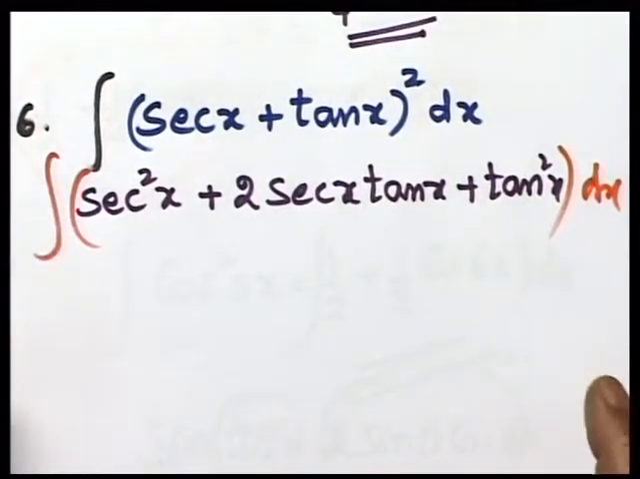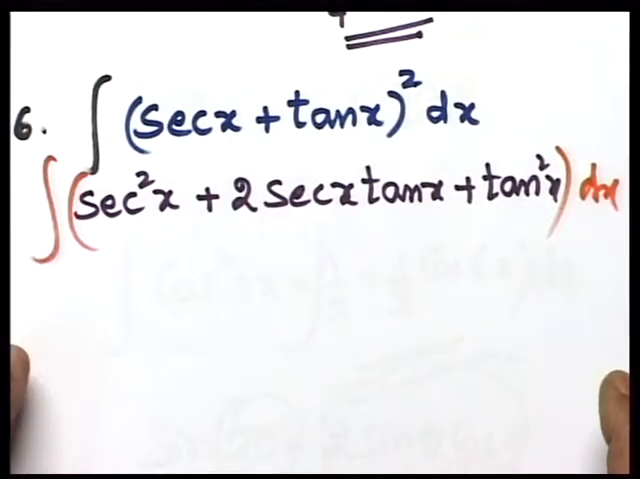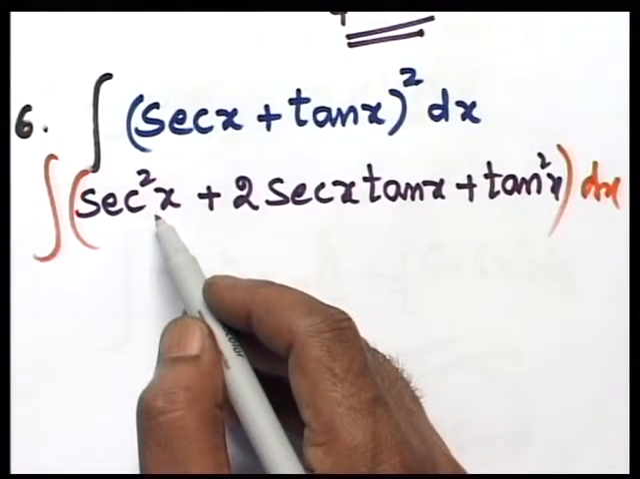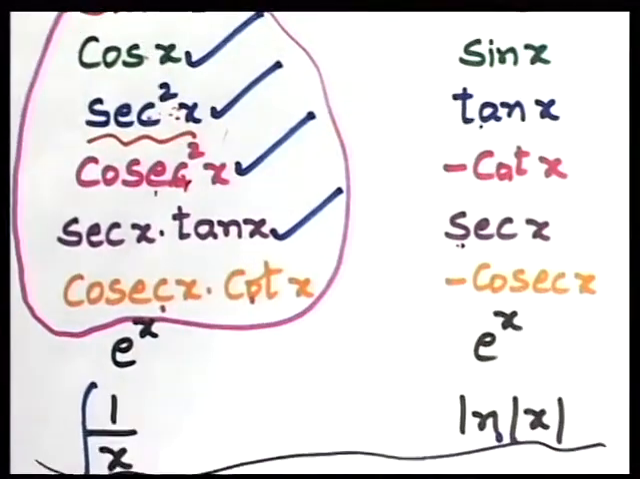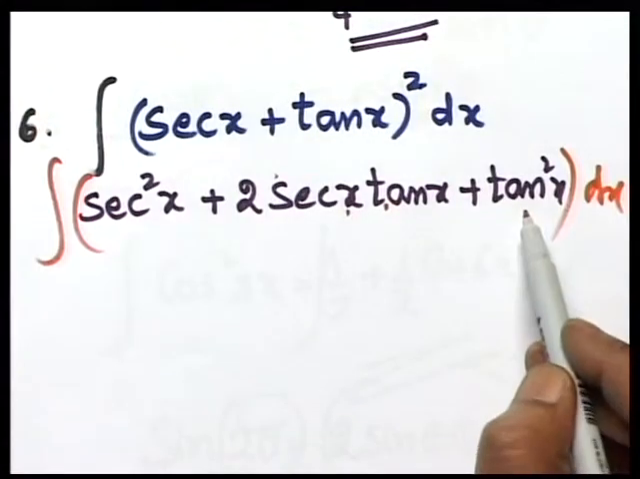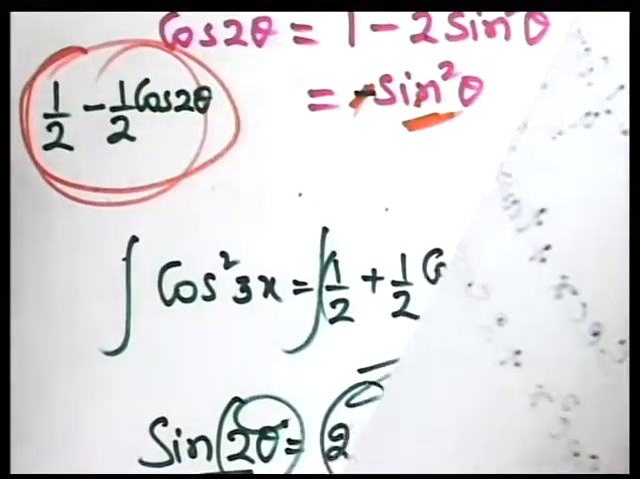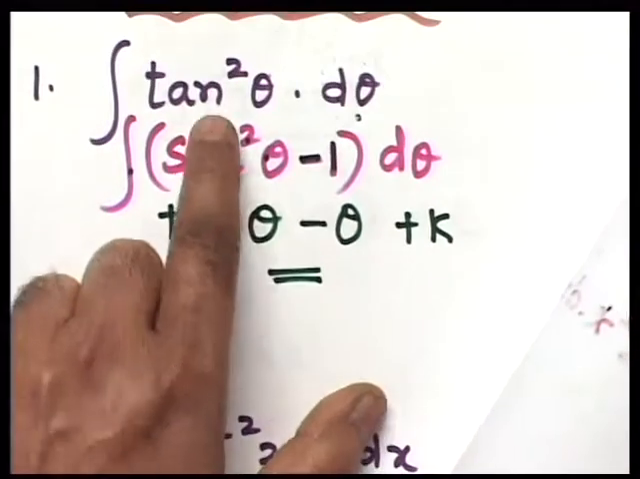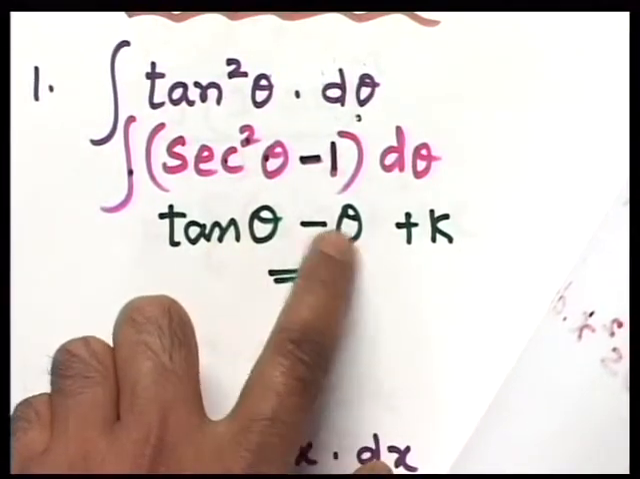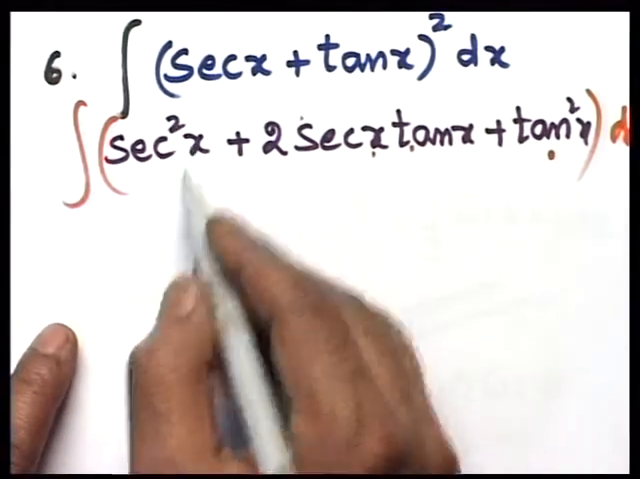I mean, there are many ways to do it, but our aim in this topic is to use the trig functions. So sec square, is that a standard function? Yes, sec square. Sec x tan x? Yes. Tan square? No. But we found the tan square rule. Do you remember that? We just did tan square, tan theta minus theta. So that's what comes back. All right, so all the 3 are nice now. So integration of sec square is tan x.